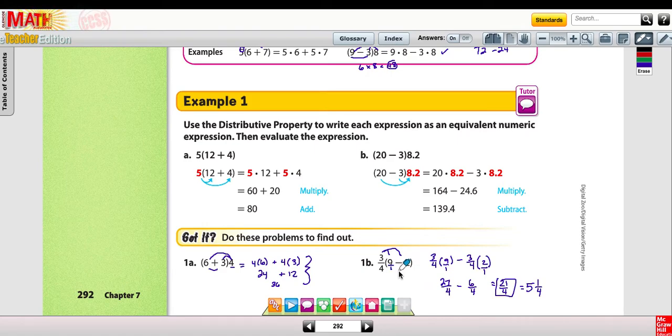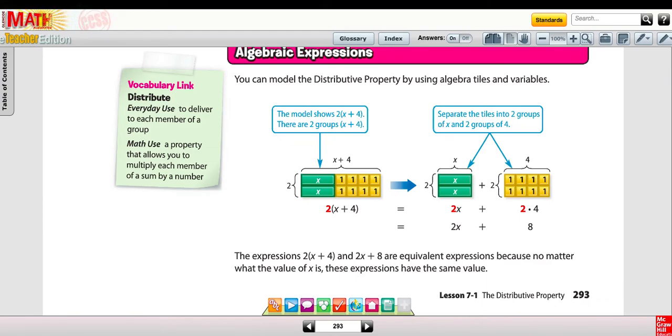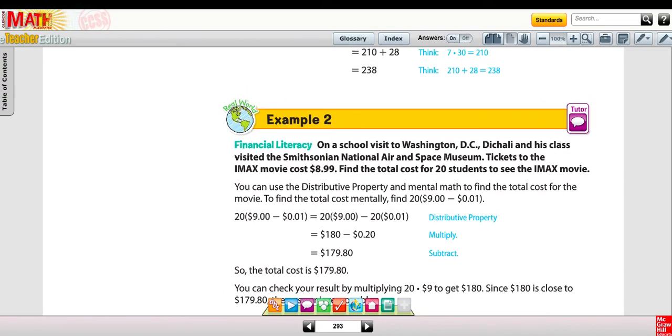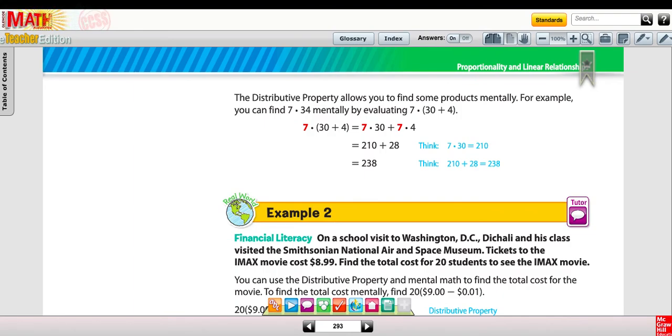So again, with numerical expressions, you can follow the order of operations, but this is just showing that the distributive property is one more way to simplify a numerical expression. On page 293, example 2, we're looking at a story problem, and again, not saying that writing it out with an expression or an equation is the only problem-solving strategy to use, but this is the focus of this chapter and this section, so we're going to practice using that, okay?